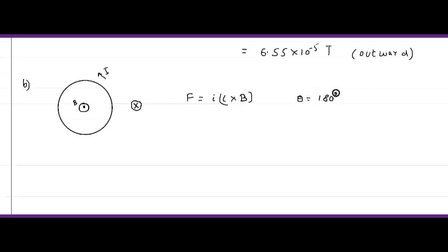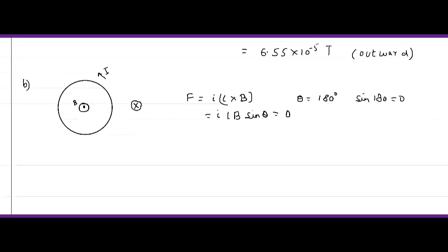It would be 180 degree. And what is the value of sine 180 degree? It is 0, because the cross product could be written as I L B sine of theta. So the value would be 0. Value would be 0 due to the current in the circuit.